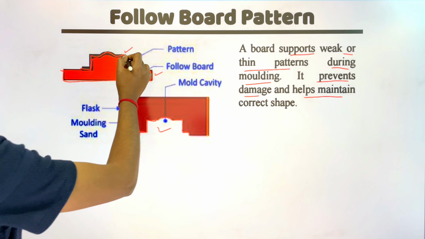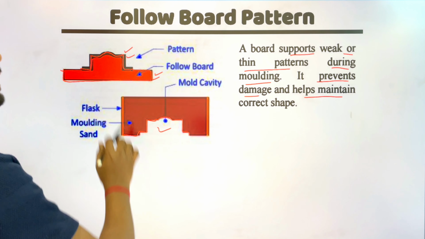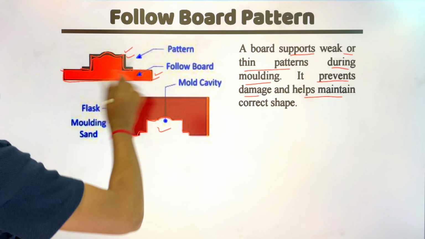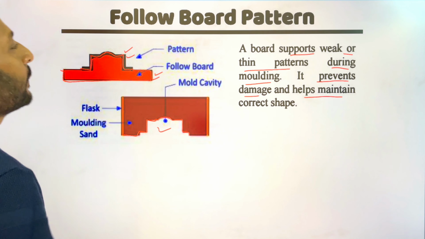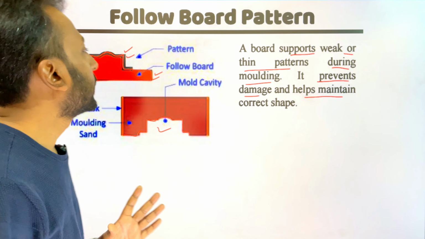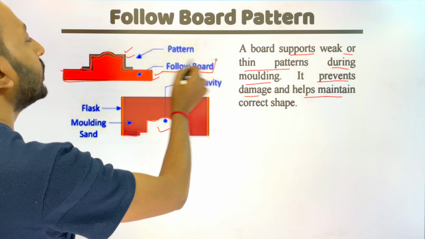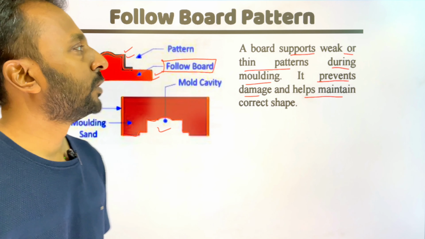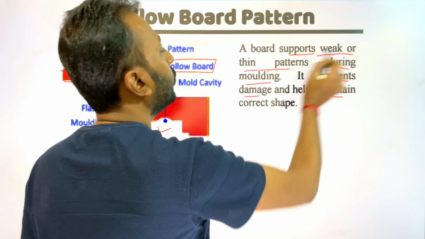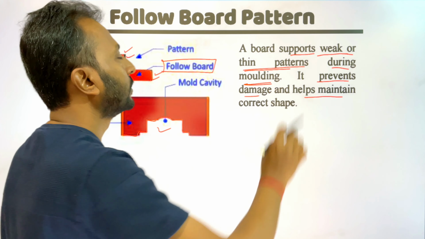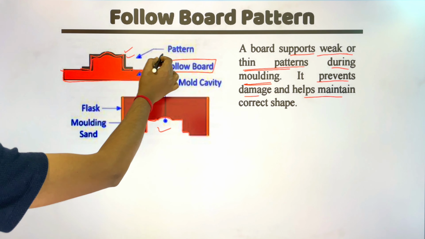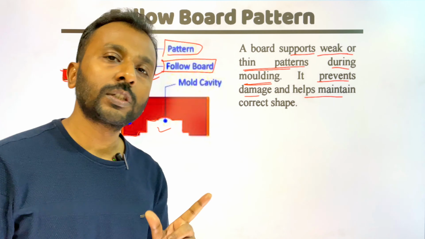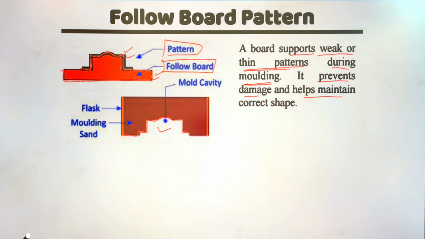So this is the pattern and this is the follow board, and the follow board is used to save the pattern from breaking. That's why it is called follow board, because the board is always following the pattern. That's why it is called follow board pattern. A board supports weak or thin patterns during the molding process. That's why it is called follow board pattern.